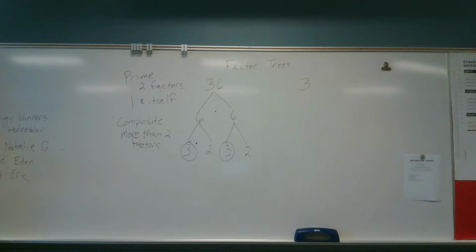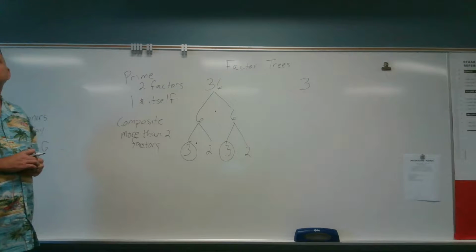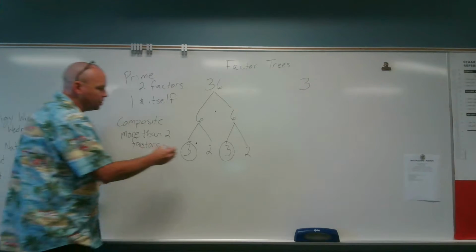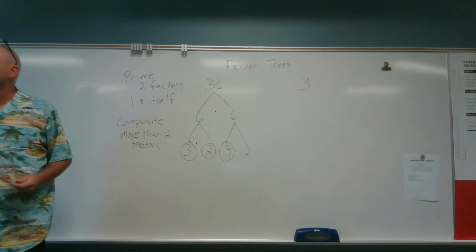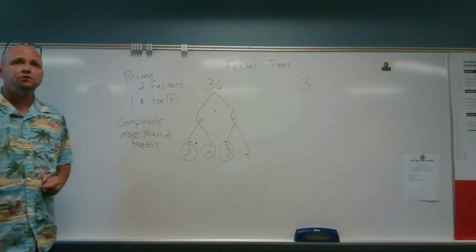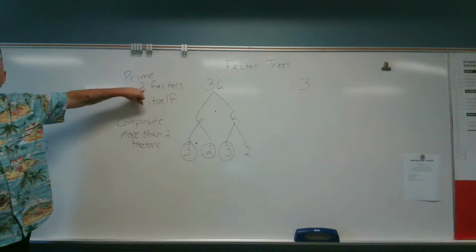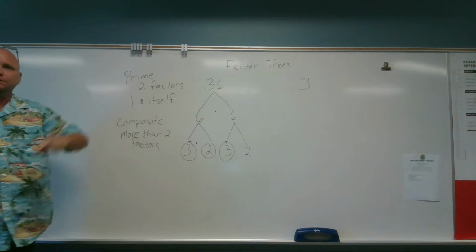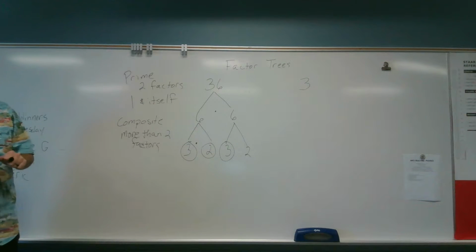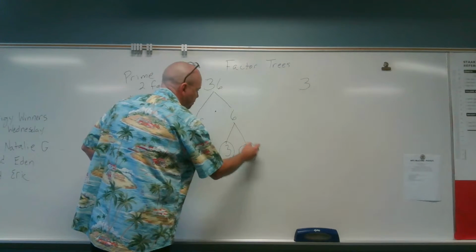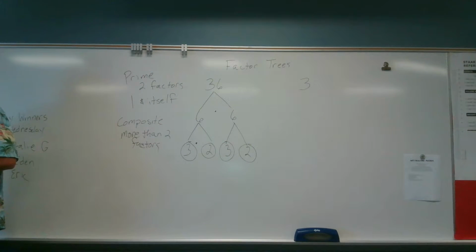Tatum, is 2 a prime or composite number? It's got to be one of them. You can't just say yes. It's a prime number. Good. The only way to multiply together to get 2 is 1 times 2. There's no other way, which makes it prime because it only has 2 factors, 1 and itself. Since 2 is a prime number, I circle it.